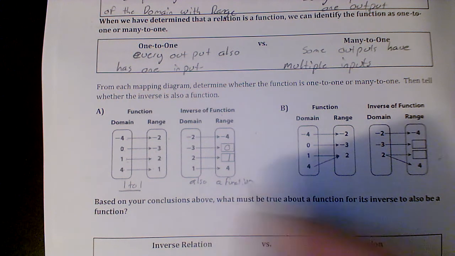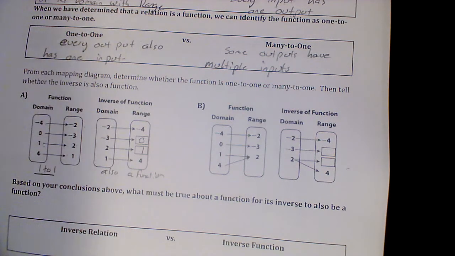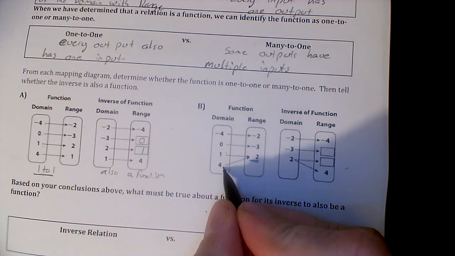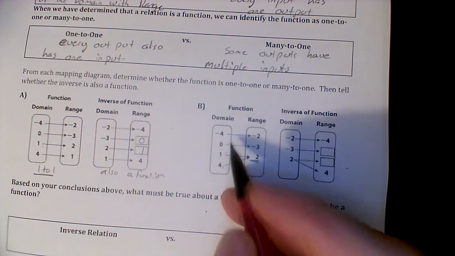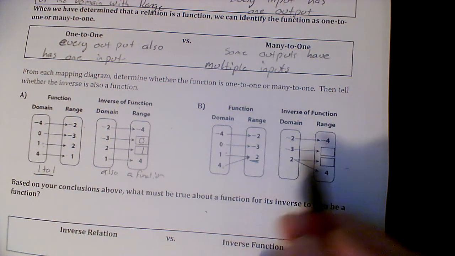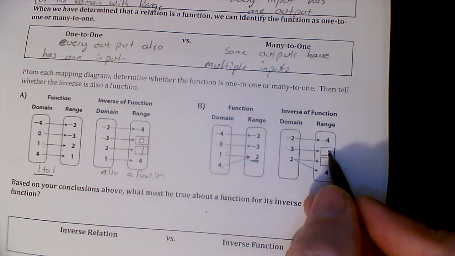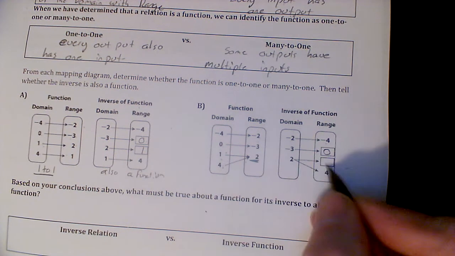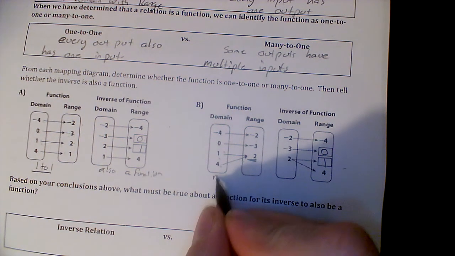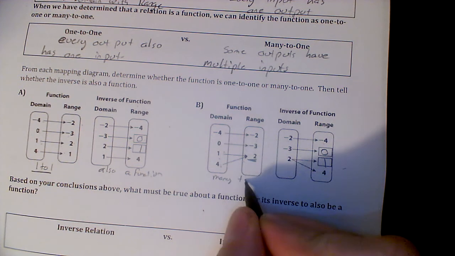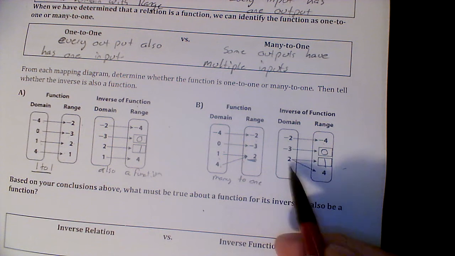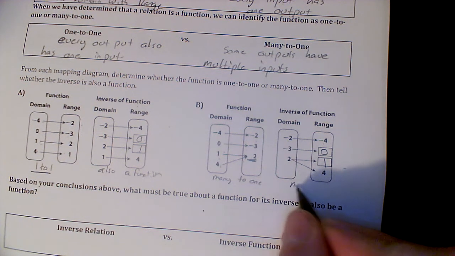All right. Here's a many-to-one function. We know it's a many-to-one function because there is an output that has more than one input. And so when I reverse those, -4, -2 changes into -2, -4. 0, -3 changes into -3, 0. 1, 2 changes into 2, 1. But notice, since this was a many-to-one, when I do the inverse, when I switch my range and domain, it's not a function.